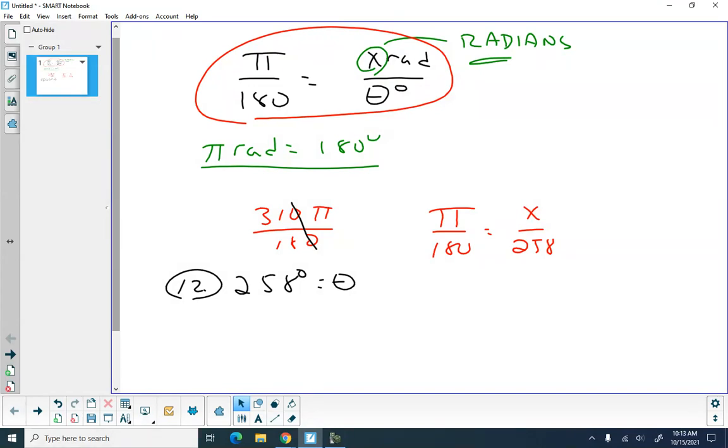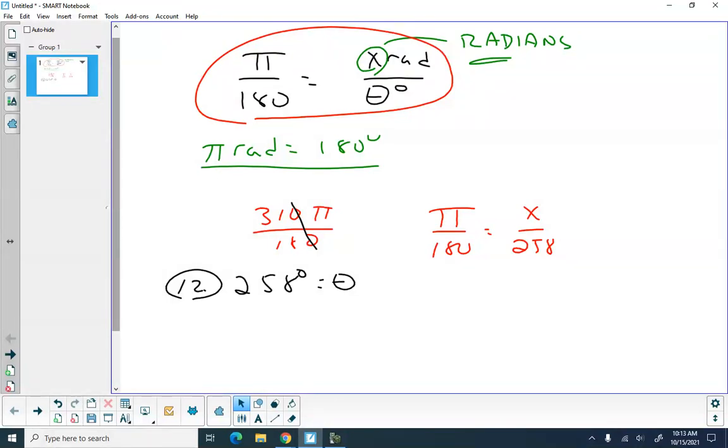And I can clickety-clack that in the calculator. 258 pi divided by 180. Hit my enter button. And poof, there's my answer. It's like magic. So when they ask for a decimal approximation, then you don't have to worry about a pi at that point.